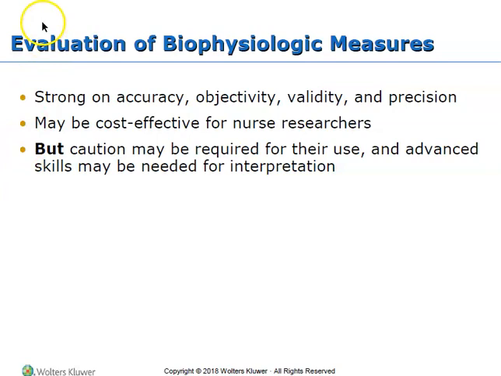So hopefully this has been helpful. This has given you a brief overview of the three main types of data collection in quantitative studies, which are self-report, observation, and biophysiologic measures.